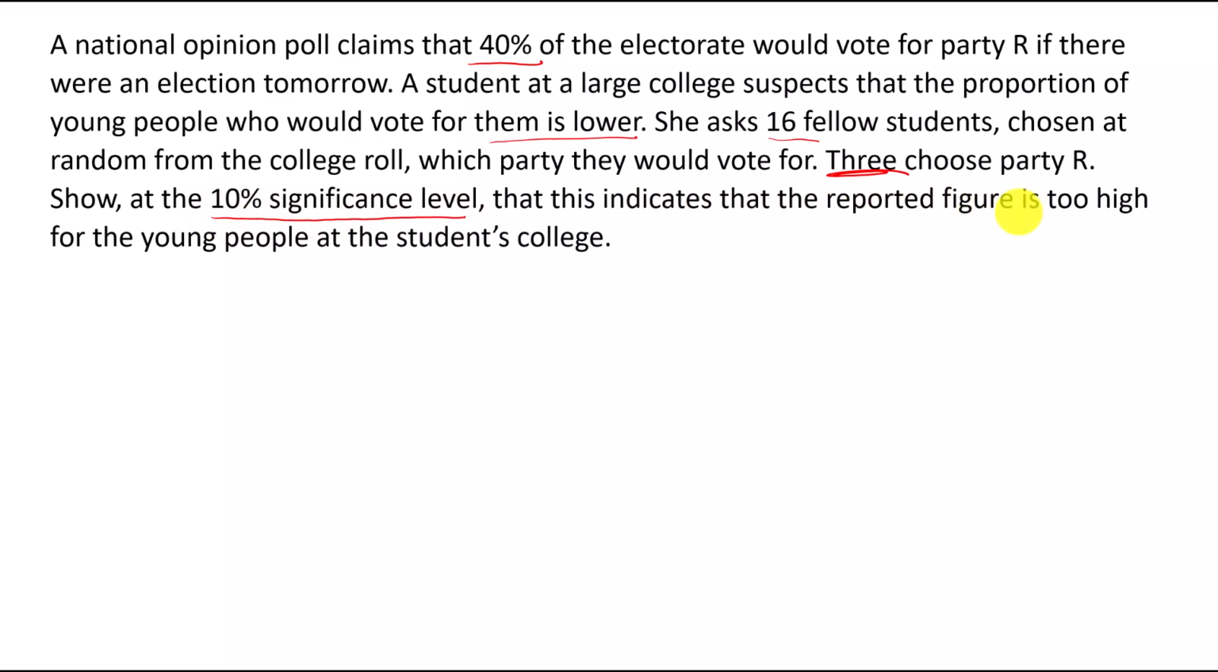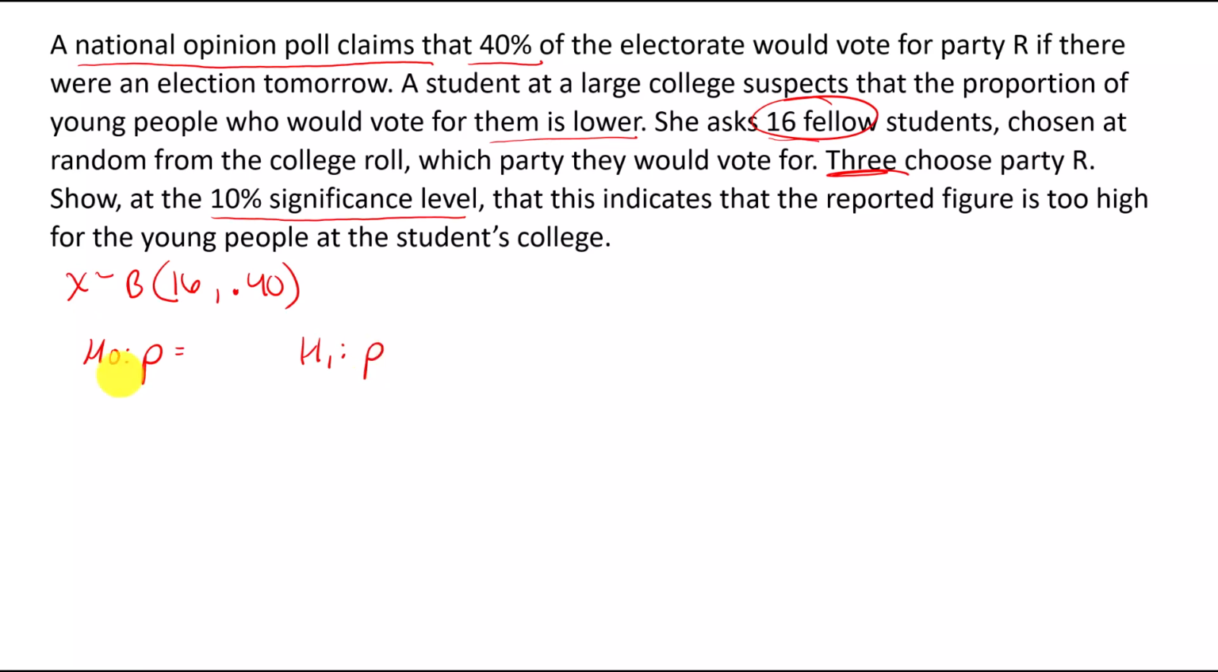Okay, so the first thing we're going to do is determine that this is a binomial distribution. And so our number of trials would be 16. She surveyed 16 people. And what we expect is what the national opinion poll claimed, which would be 40%. So that's our probability of success. Okay, so I want you to take a minute and state a null hypothesis and state an alternative hypothesis. And then check your answer with me.